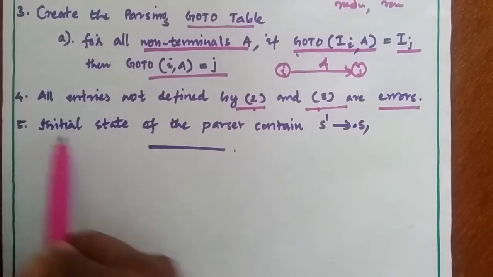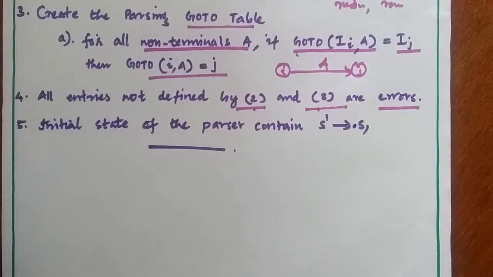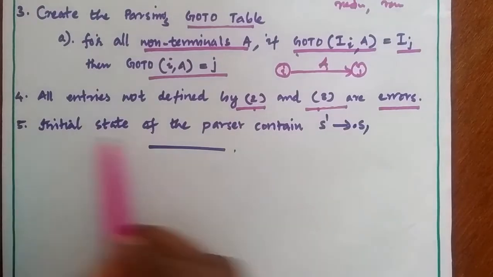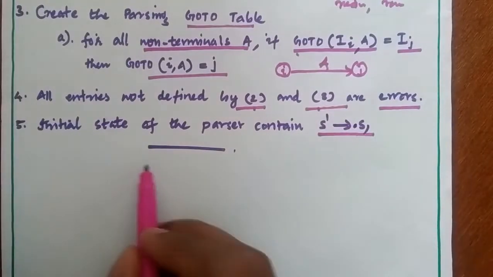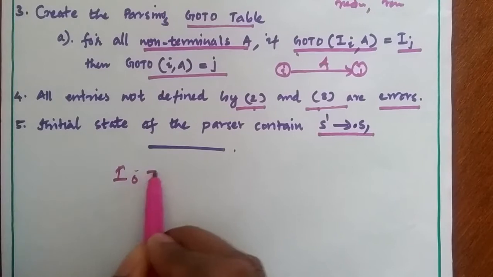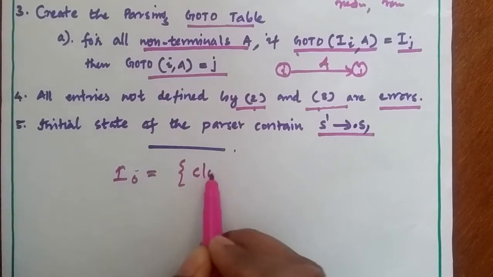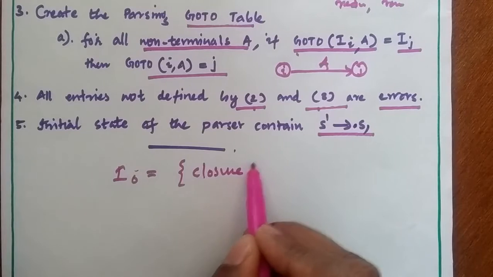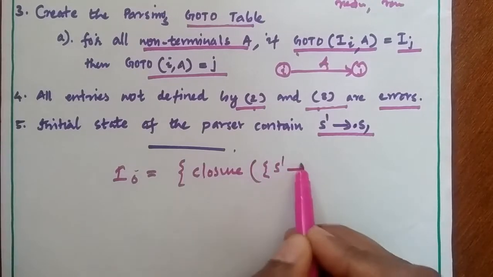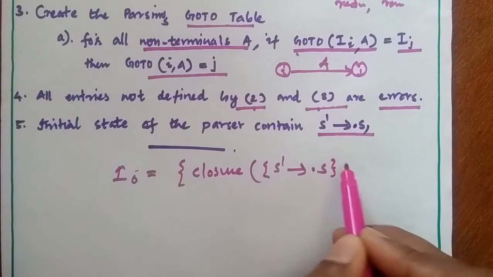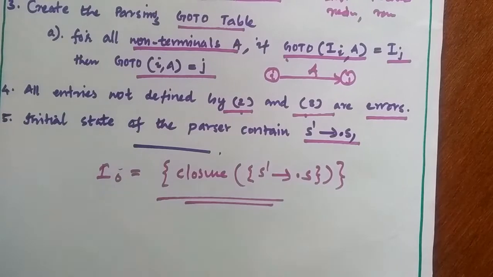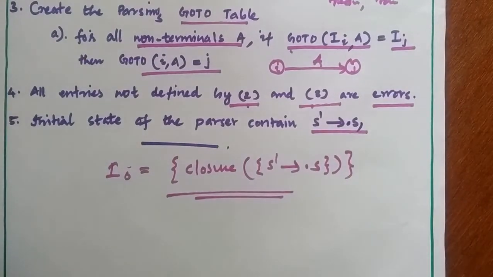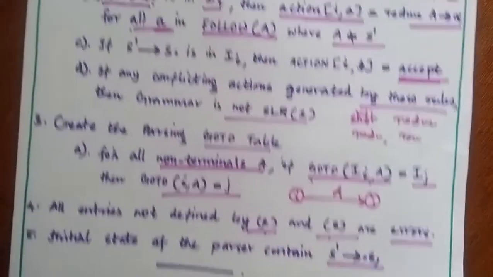Then this is for how to initialize the construction of parsing table. The initial state is determined by closure of S dash gives dot S. We know that our I0 is equal to the set of closure of S dash gives dot S. This is our initial state. So we can start the construction operation from this point, the initial state. So all 5 rules can be used to construct the SLR parsing table.